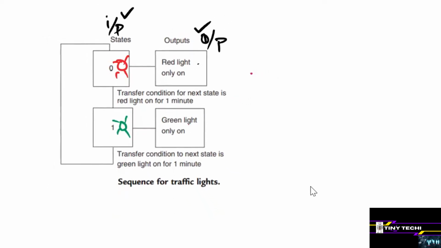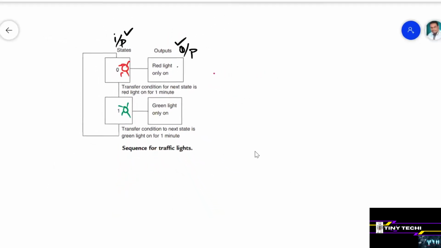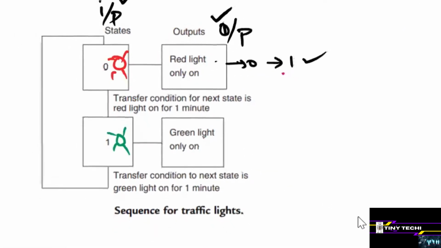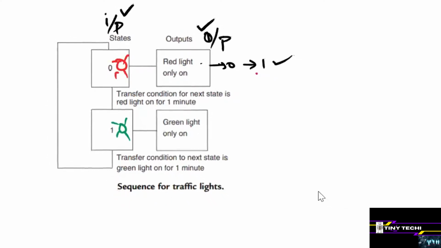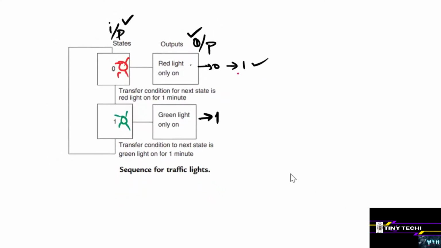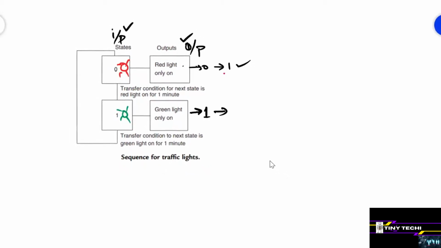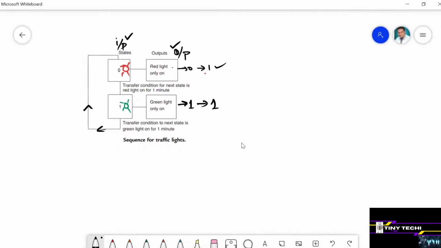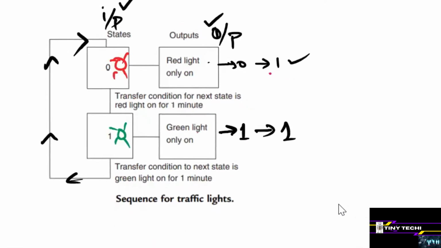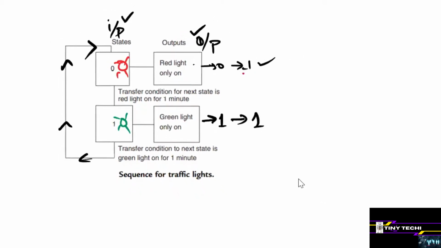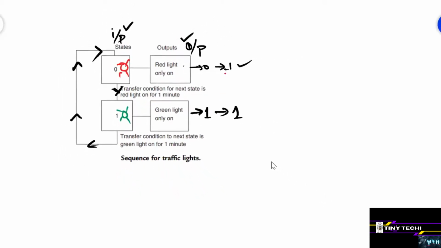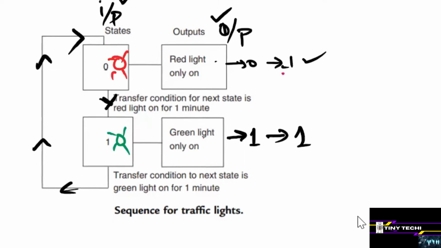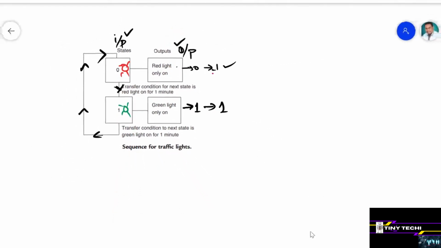Whenever the 1 minute is over, the condition is transferred to the next state. Currently we are in state 0. After 1 minute, the condition is transferred to state 1. Okay, what is state 1? It is a green light. The green light is on for 1 minute. After that, what will happen? The condition is transferred to state 0. When 1 minute is over, the red light is on for 1 minute, and the condition is transferred to state 1. So this is a cyclic manner. This is an example of a sequence for traffic lights.